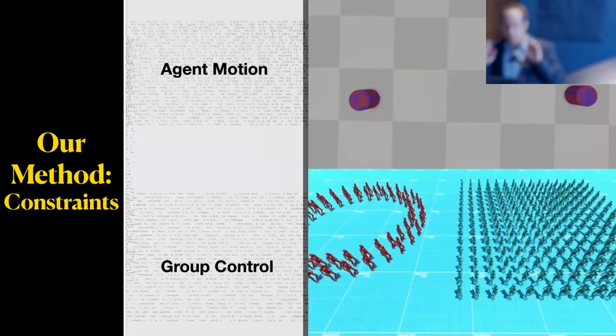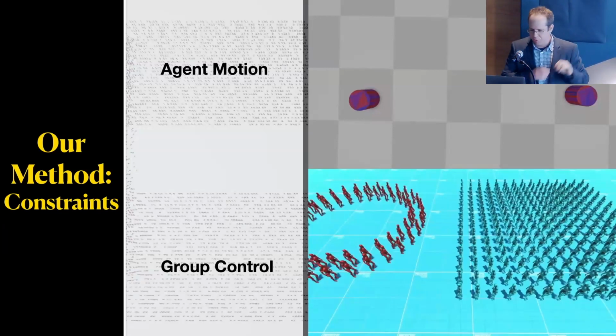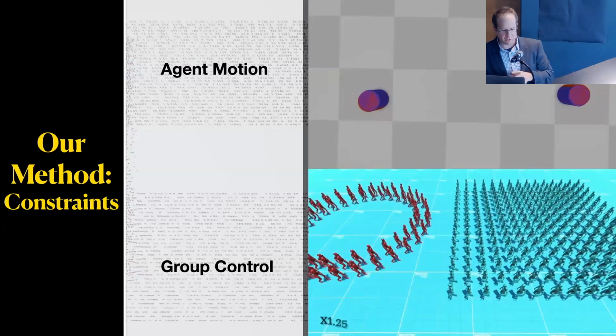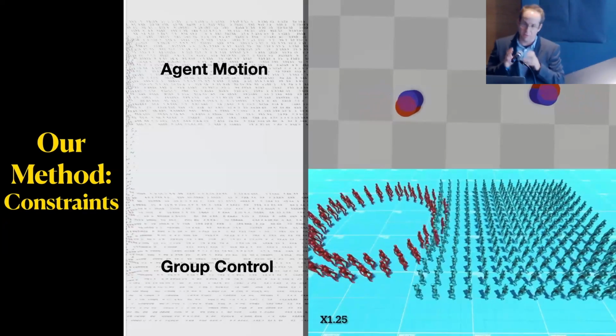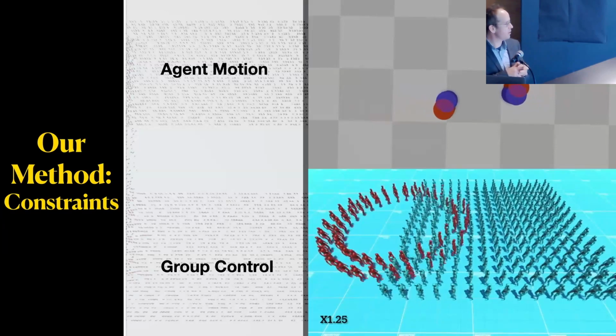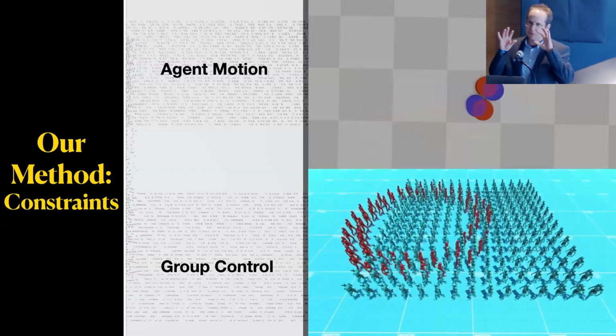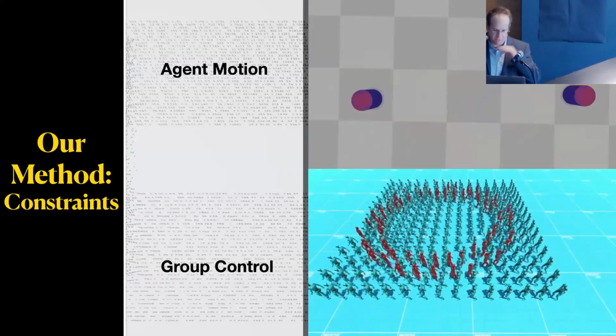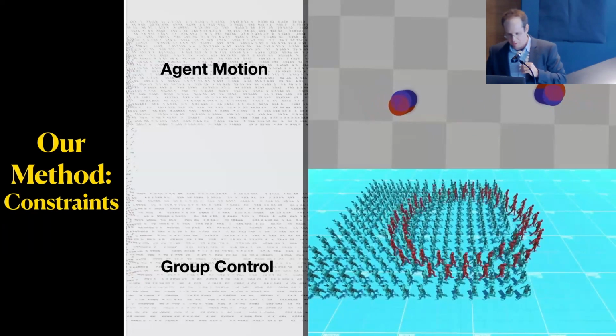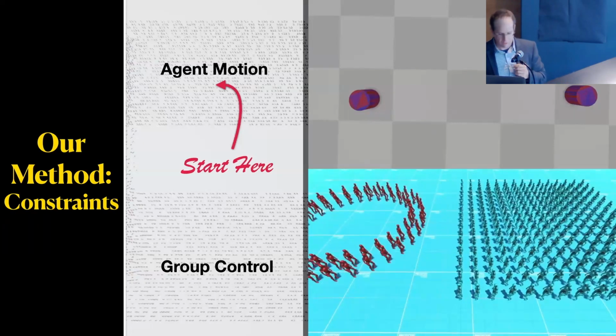So I'm going to talk about all our constraints and how we solve them, but I'm going to zoom out into these two different areas, which are agent motion and group control. So agent motion is basically how do we control the individual motions of the agents with constraints, and group control is how do we control the actual group formations with these constraints. So these are two different problems. We're going to start over here.